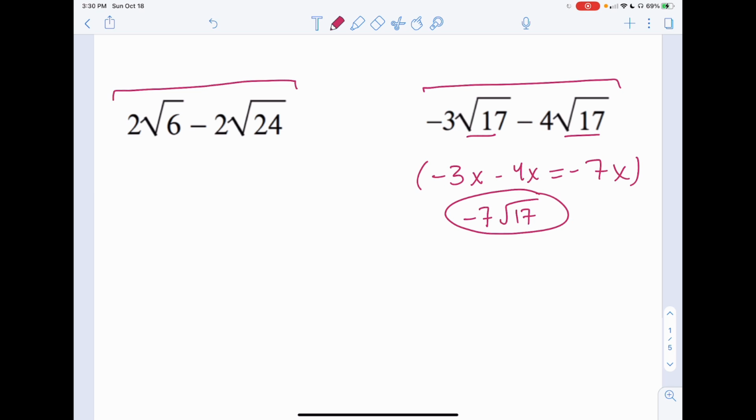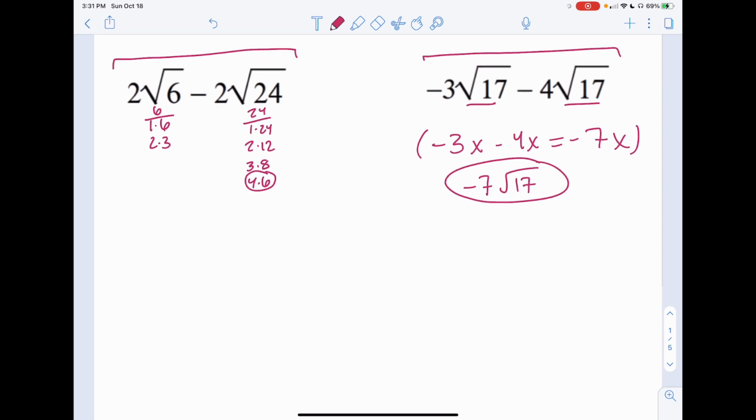Whereas for this example, 2 radical 6 minus 2 radical 24, we would need to simplify the radicals. They need to end up being the same thing. So what we can look for here is, how can we get the radicands to be the same? If we look at the factor pairs of 6, it's 1 times 6 and 2 times 3. So neither of those give us perfect squares, but 24, 1 times 24, 2 times 12, 3 times 8, and 4 times 6. If we look at 4 times 6, 4 is a perfect square, and it leaves us with a 6. So we can rewrite this as 2 radical 6 minus 2 radical 4 times 6.